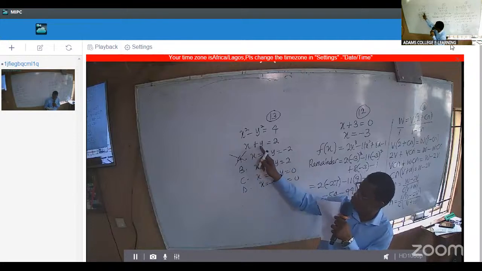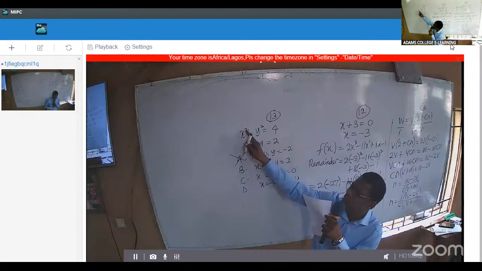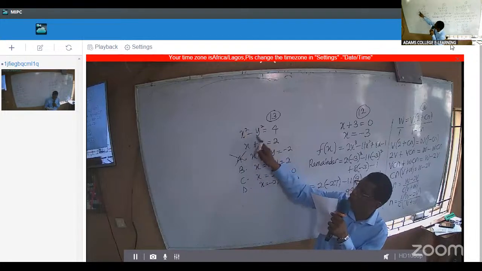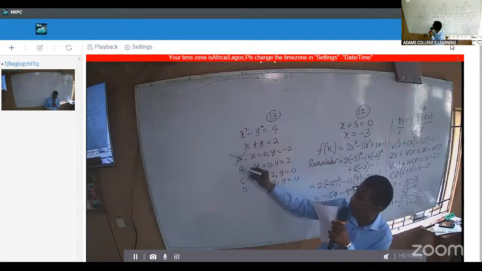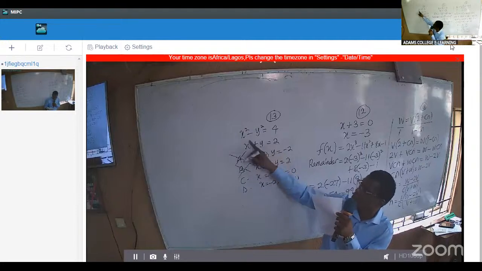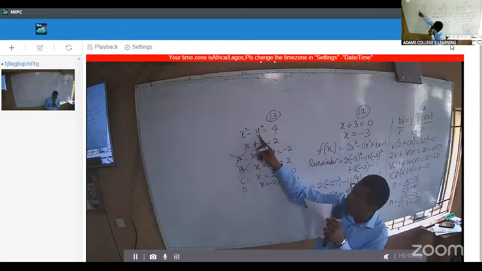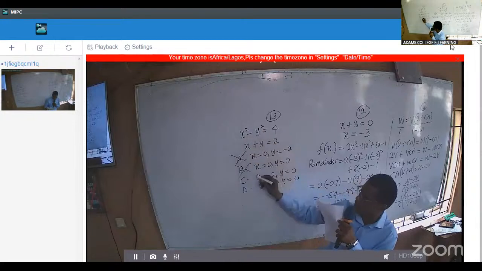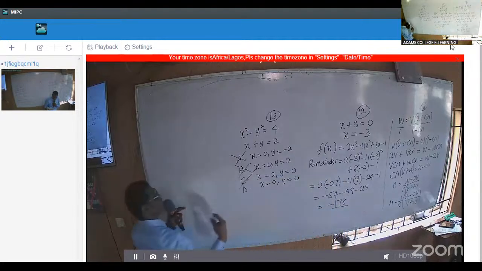I'll try this one now: 0 plus 2, that's 2. That's correct. I'll now put the 0 here. 0 squared, 0. 2 squared, 4. 0 minus 4 is minus 4, but they wrote 4. That means it's wrong. I'll try 2 and 0. 2 plus 0, 2. 2 squared, 4, minus 0 squared, 0. 4 minus 0, 4. That's the answer. So the answer is C. So that's the method. Don't go and start solving. You'll be wasting time.